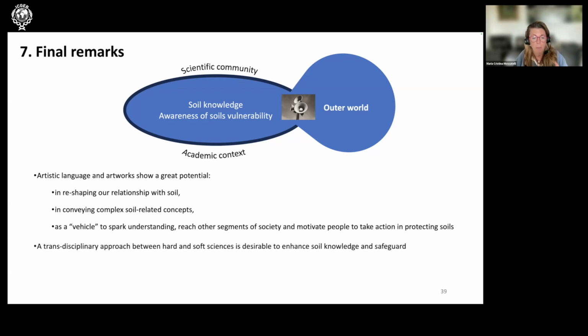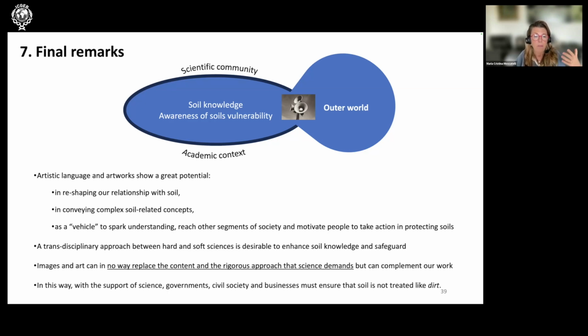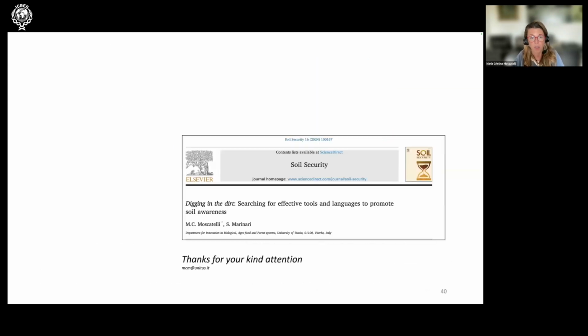A transdisciplinary approach between hard and soft sciences is necessary, and naturally, it is implicit that images and art cannot replace the content and the rigorous approach that science demands. But they can complement our work, and if it is done this way, with the support of science, governments, civil society, and businesses can ensure, and must ensure, that soil is not treated like dirt.